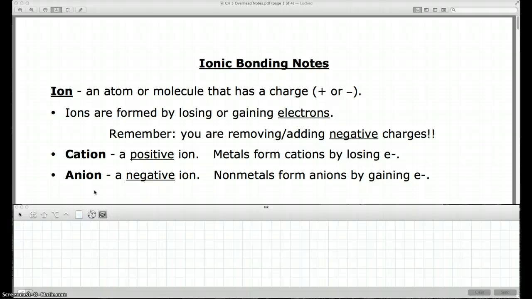An ion is an atom or molecule that has a charge, either positive or negative, and they become ions by gaining or losing electrons. Two new terms for you, terms that you'll want to know for the exam: cation and anion. A lot of people want to say cation, but it is cation, and that is a positive ion. Metals form cations. Anion is the name of a negative ion, and nonmetals form anions.